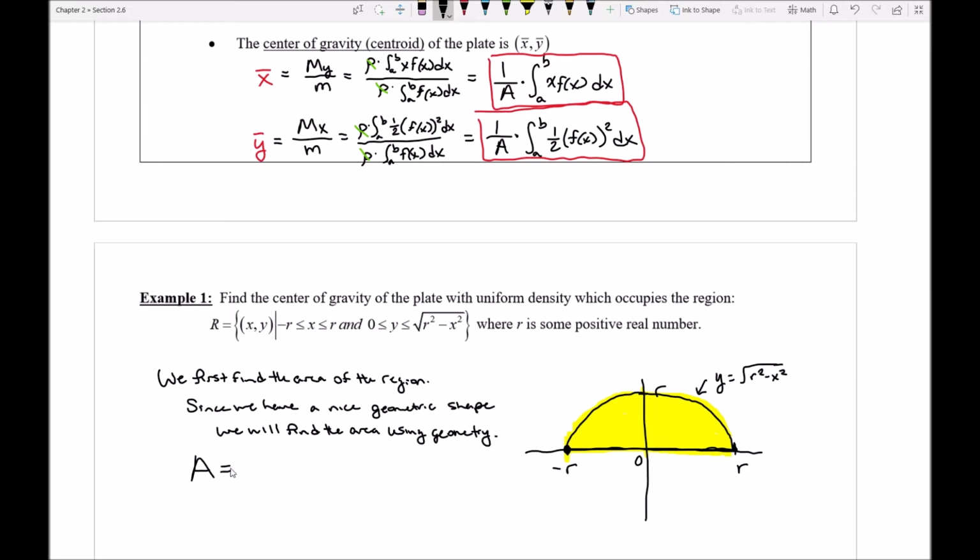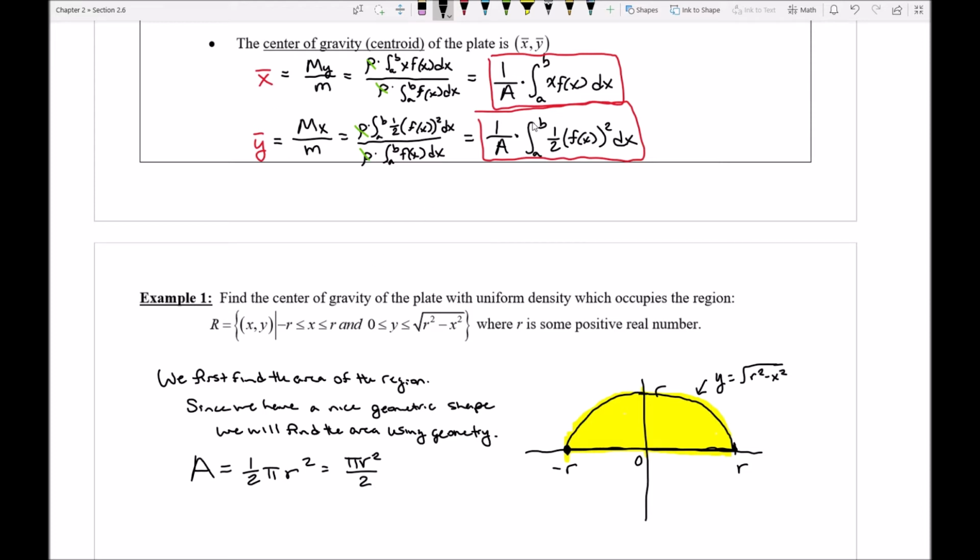The area of my region here would just be half of the area of a circle. And the area of a circle is pi times the radius of the circle, squared. So this is just 1/2 pi r squared, or what I could also write as pi r squared divided by 2. All right, so now we could go ahead and move into calculating our x bar and our y bar.